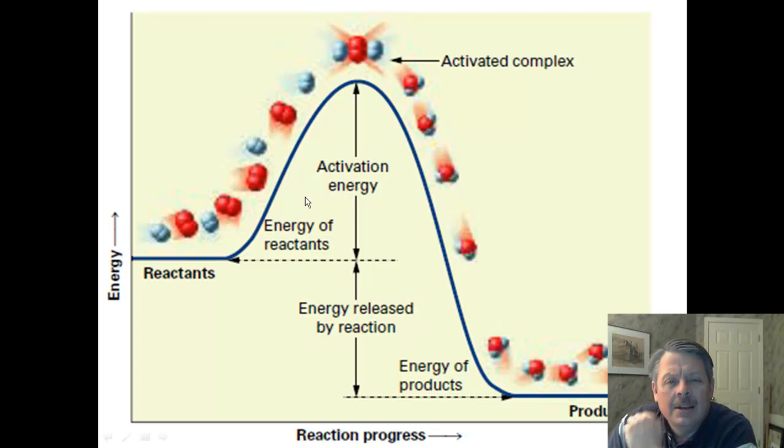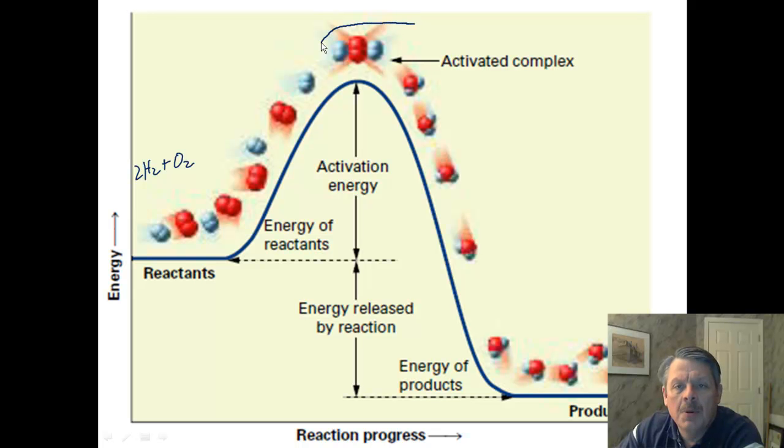All right, so again, let's look at what's going on. The white things are hydrogen, the red things are oxygen. And over here we have some reactants. So this is H2 plus O2. In fact, it's 2H2 plus O2. Over here we've got a bunch of hydrogens and a bunch of oxygens. And then up here at the top we get this thing called an activated complex. And this is the most unstable and the place where you have the most amount of energy.